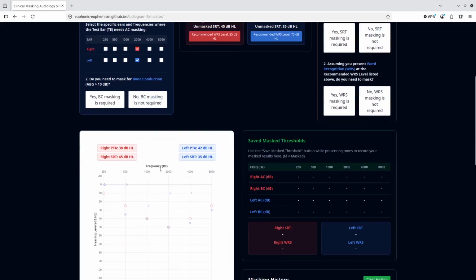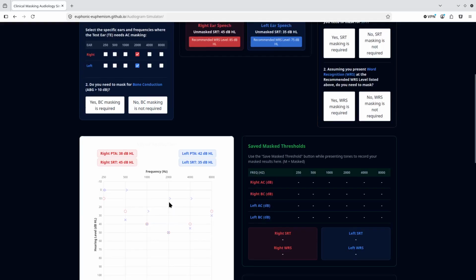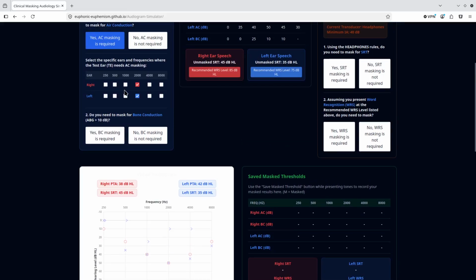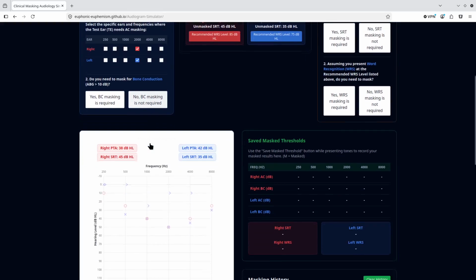And let's go look at 4,000 hertz. 45 minus 10 is only 35, so we don't for 4,000 hertz, and then we do not for 8,000 hertz. So we require some air conduction masking. Now let's take a look at bone conduction masking.